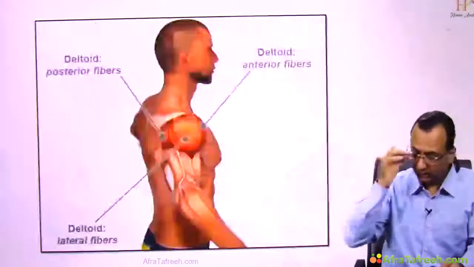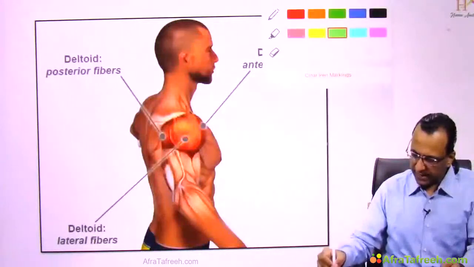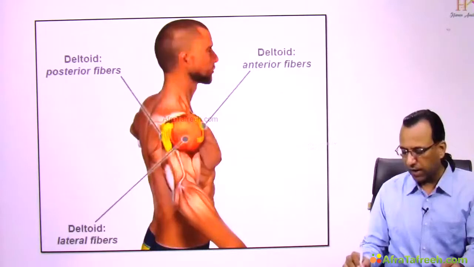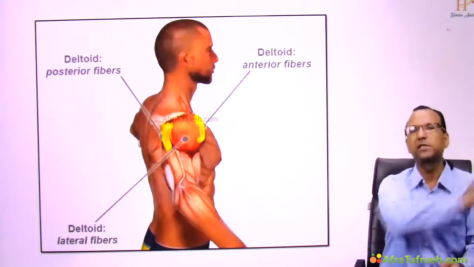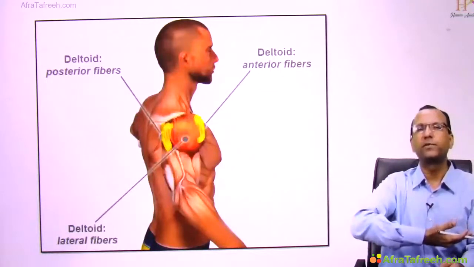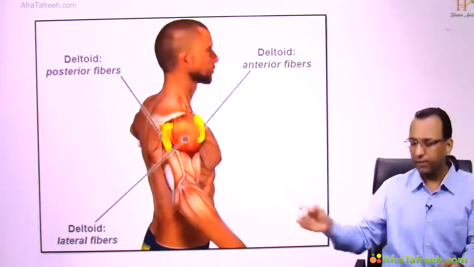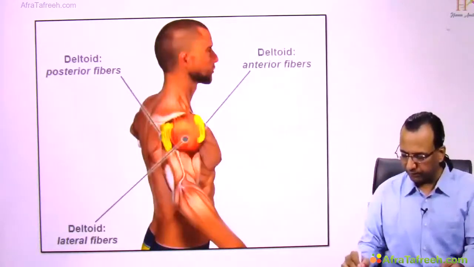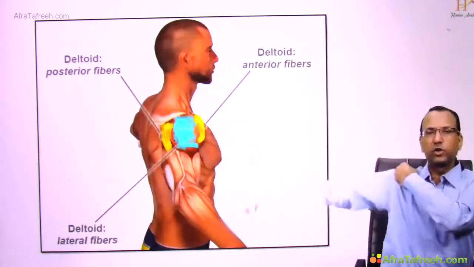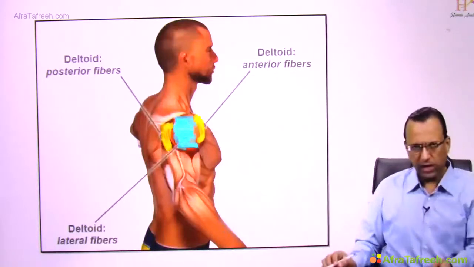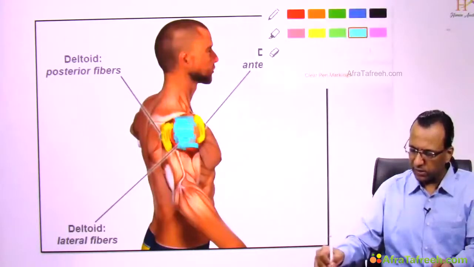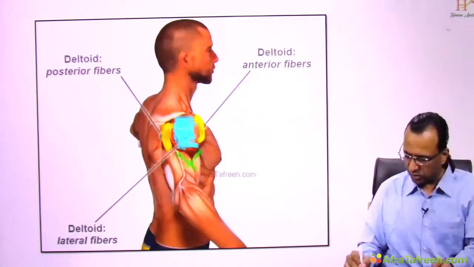The deltoid muscle has posterior fibers which work exactly opposite to the anterior fibers. If anterior fibers are flexors, the posterior are extensors. If anterior fibers are medial rotators, then posterior fibers are lateral rotators. Whereas the middle fibers are powerful abductors. They will abduct the humerus at the shoulder joint. What is the insertion? The insertion is on the deltoid tuberosity of the humerus bone.